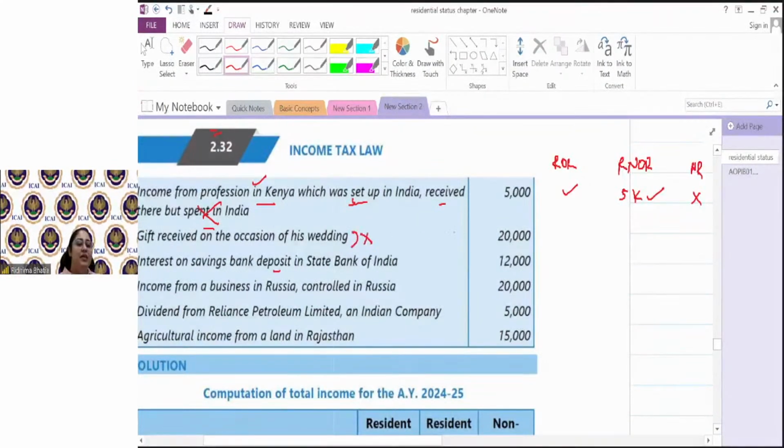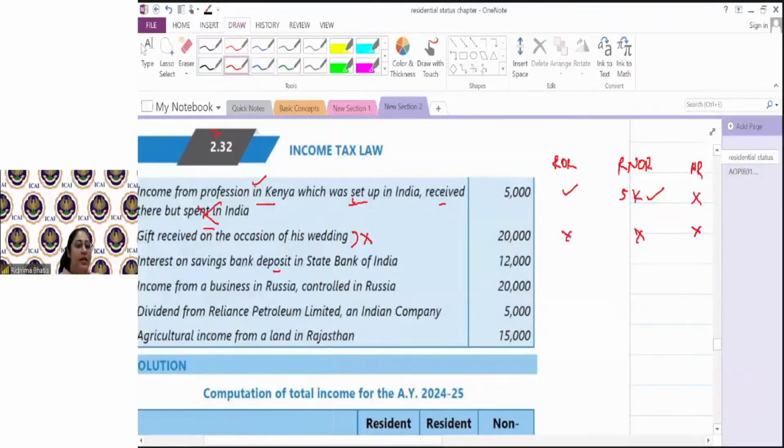गिफ्ट received on occasion of wedding. सर गाइस, वेडिंग के केस में मतलब शादी वाले दिन किसी को कुछ भी मिलता है, चाहे कहीं से भी, कहीं पे भी, receiving anywhere from anyone, if you are receiving on the day of marriage, as in on the wedding, nothing is taxable. This relation to income from other sources you will see soon.